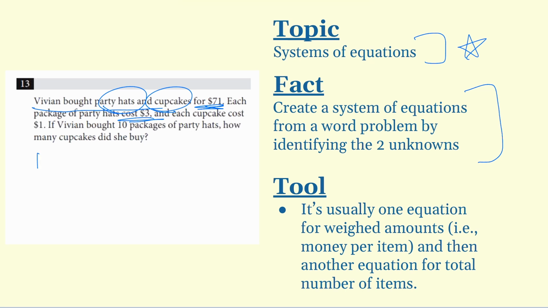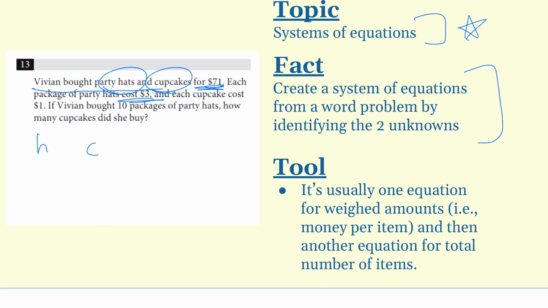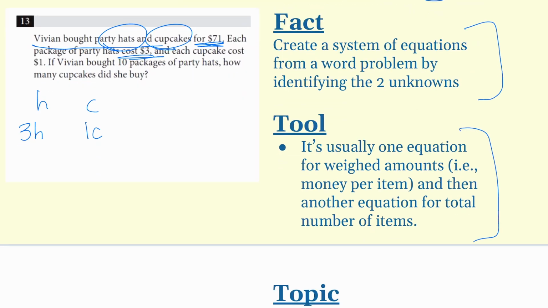If we have hats and cupcakes, we can see that the hats are going to cost 3. So for every hat, we're going to have $3. And for every cupcake, it's going to be 1. Now, they're usually going to give you one equation for the weighted amounts. But for the weighted amount, so you're going to have an equation with this, right? And if you add those costs, remember those are dollars, if you add those together, you're going to get $71.